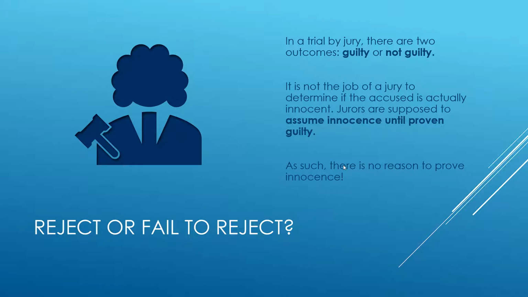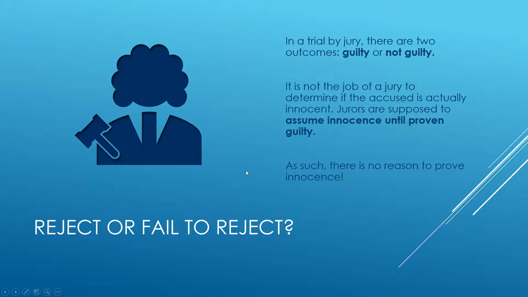But before that, let me give you a quick analogy here. If you are on trial by jury in America, there are two rulings that can be given about your case. You can be found guilty or not guilty. The jurors aren't actually charged with deciding whether or not you are innocent. At no point do they have to prove you're innocent. In fact, they're supposed to assume that you are innocent and prove only that you are guilty.